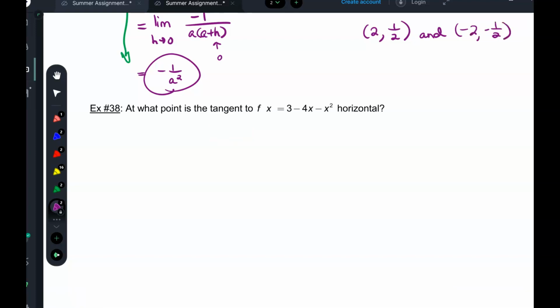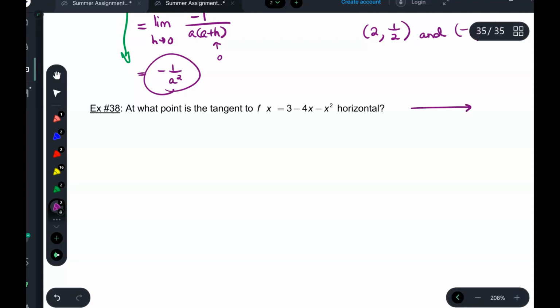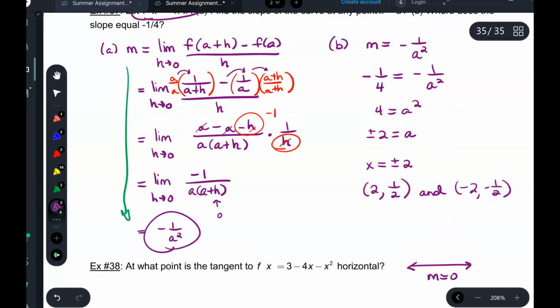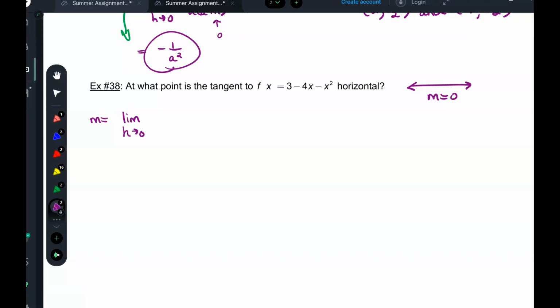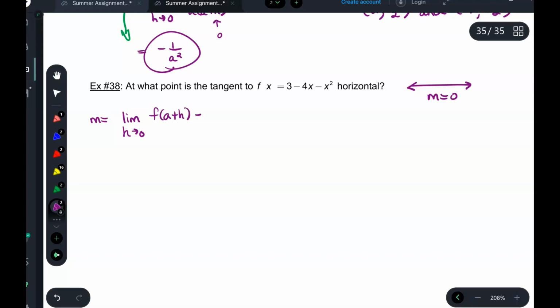Next one, at what point is the tangent to f of x equals 3 minus 4x minus x squared horizontal? Well, think about it. When do you have a horizontal line? What is the slope of a horizontal line? It is 0. So here's what we're going to do. We're going to go through the same formula that we used in part A, and we're going to do that again. So again, this is what m is equal to. The limit as h approaches 0 of f of a plus h minus f of a all over h, where here's our function that we want to use.